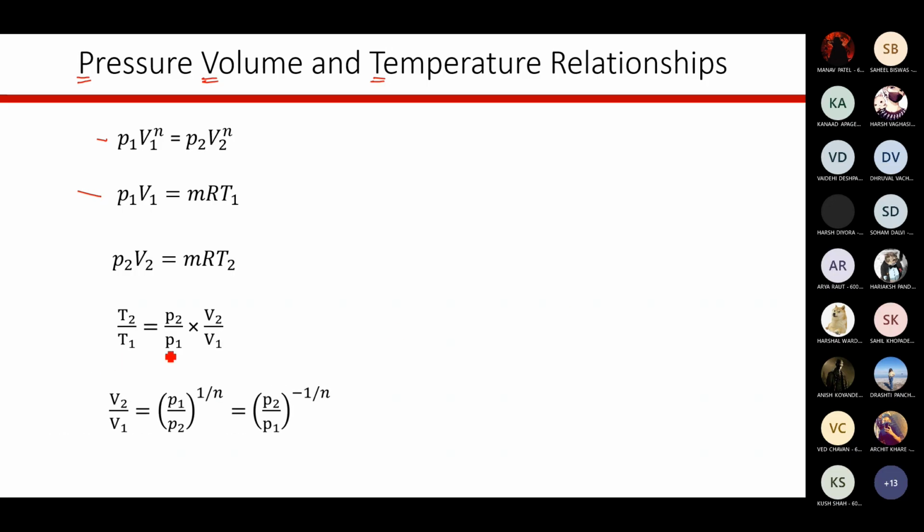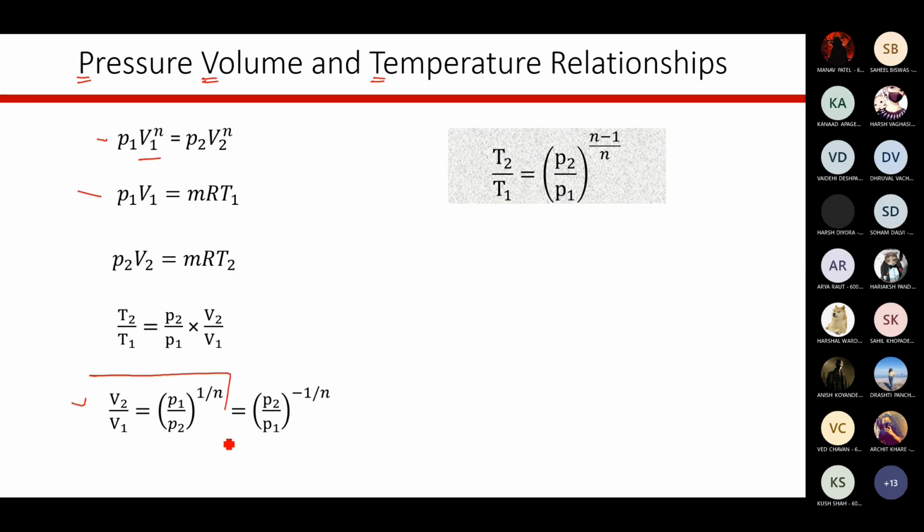Now, if you compare these two expressions, P1 V1 raised to n is P2 V2 raised to n. From that you can write V2 by V1 is P1 by P2 raised to 1 upon n, right? And you write the reciprocal of this, which you can write as P2 by P1 raised to minus 1 by n. Just the index will be minus. I'm writing 1 upon this, so you can write it like this. So the first relation you can note down is V2 by V1 is P1 by P2 raised to 1 upon n.